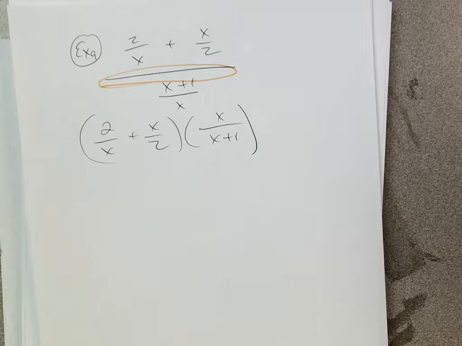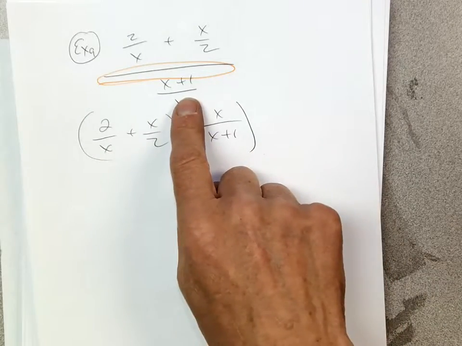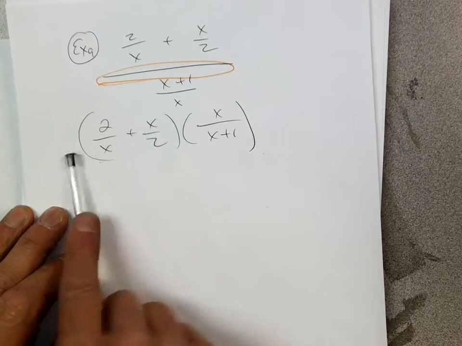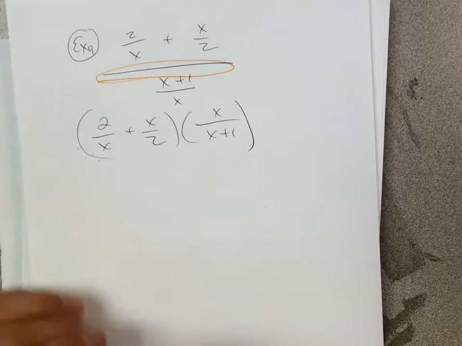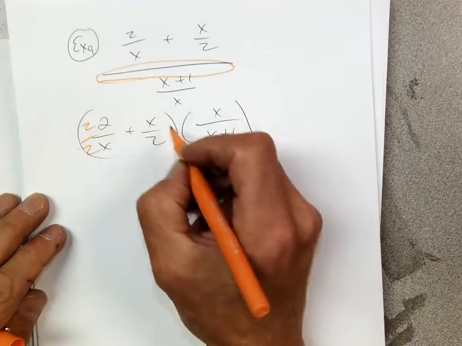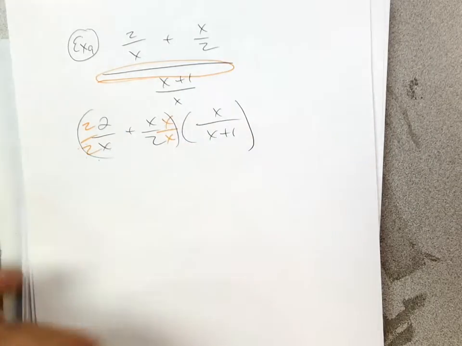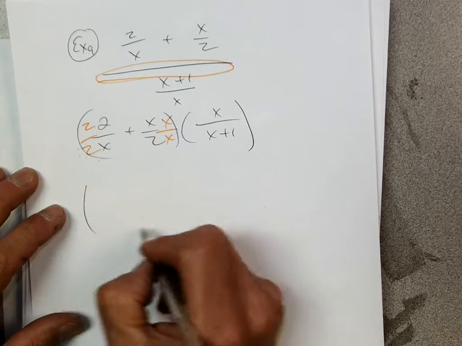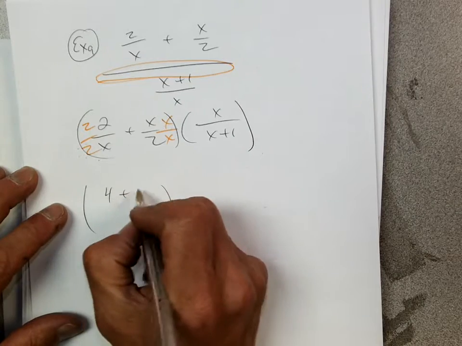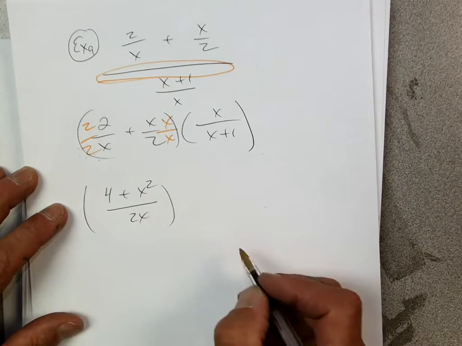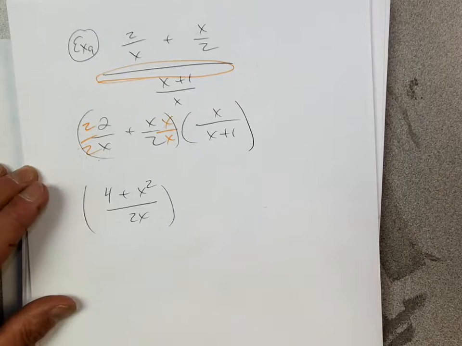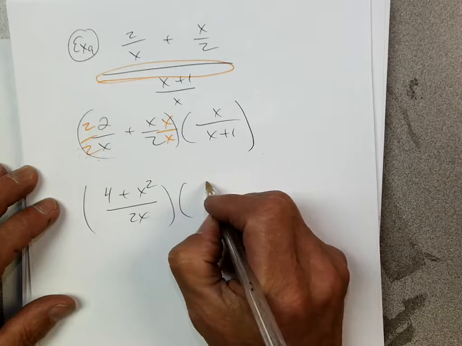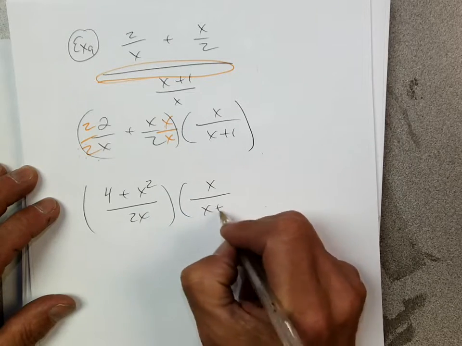Alright, are you good? So I did the same thing. Okay, divide. Now I've got to add these two. How do I add these? Common denominator. So multiply this by 2 over 2 and multiply this by x over x. This is a hard one. Aren't you glad I'm doing these for you? So I get a 4 plus x squared over 2x. I'll let you think about how I got that, times x over x plus 1.